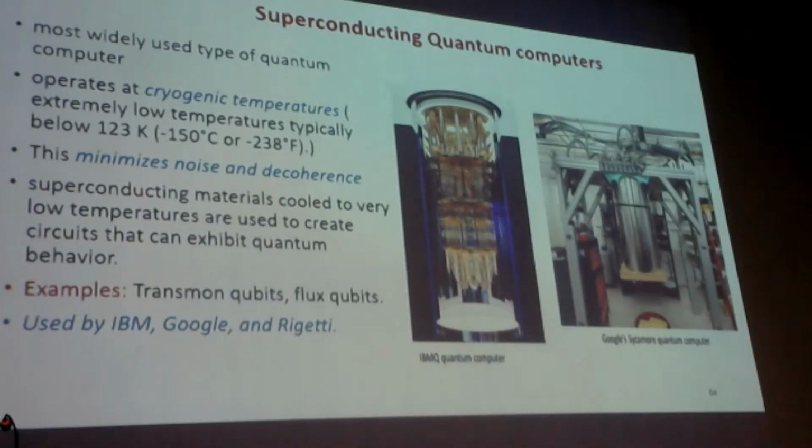You can see the IBM Q quantum computer picture, and you can see the Google Sycamore quantum computer. They have superconducting material as the representation of the qubit. Most widely used, it operates at cryogenic temperatures, which minimizes noise and decoherence. Superconducting materials are cooled to very low temperatures to create the circuits. Now, those qubits are named transmon qubits and flux qubits. And this is used by IBM, Google, and Rigetti.